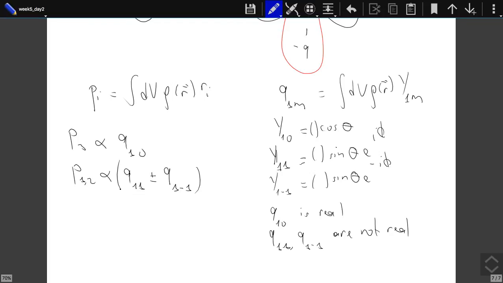Now, we will also see some other cases where it's easier to work with a complex electric field, for example. There we will be working with complex electric fields, for mathematical simplicity, basically.